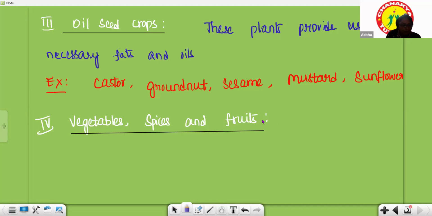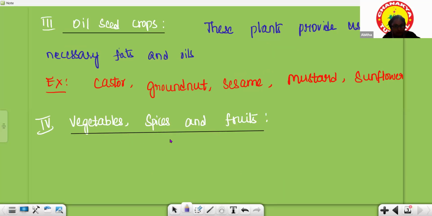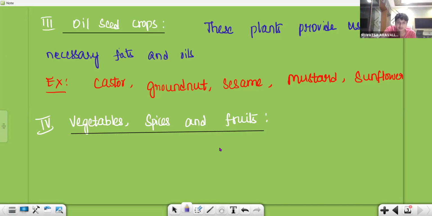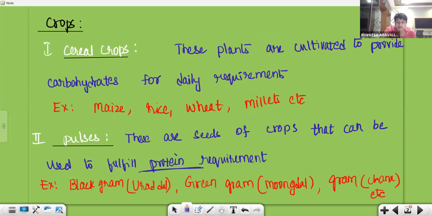So these types of crops give vegetables, spices, and fruits. What are these rich in? From the pulses, you get protein. From the cereals, you get carbohydrates. From pulses we get protein, from cereals, carbohydrates.